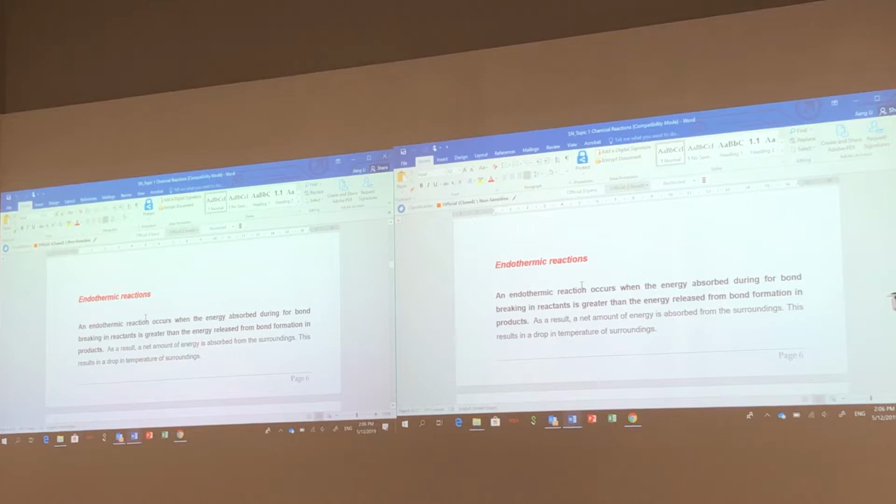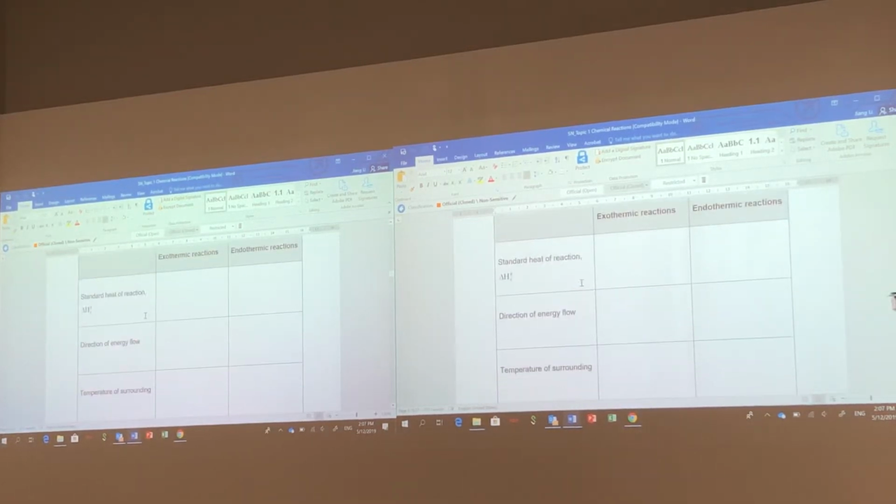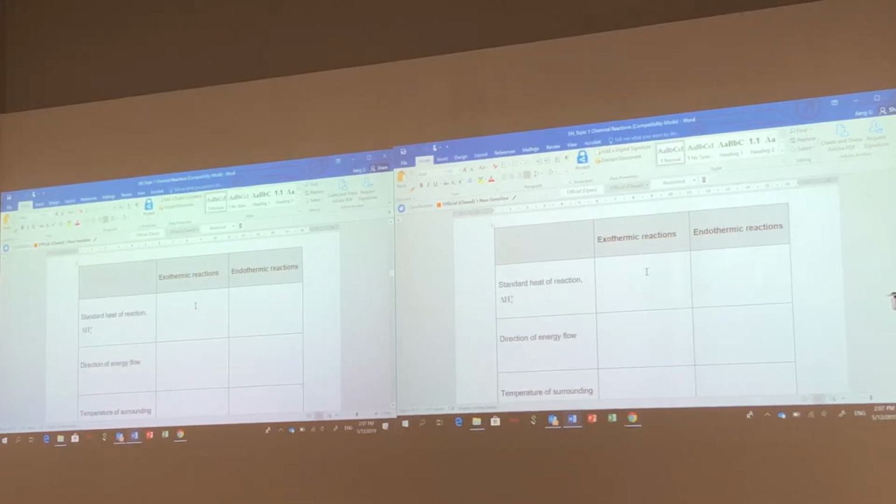So this is for the exothermic and endothermic. Don't confuse these two. Exothermic means what? Means the energy from the reaction will be released to the surrounding. So the products will be lower, right? Okay? But if let's say you summarize in this table, you compare exothermic and endothermic. The first one, no problem. Exothermic, enthalpy will be negative. Endothermic will be positive, right?